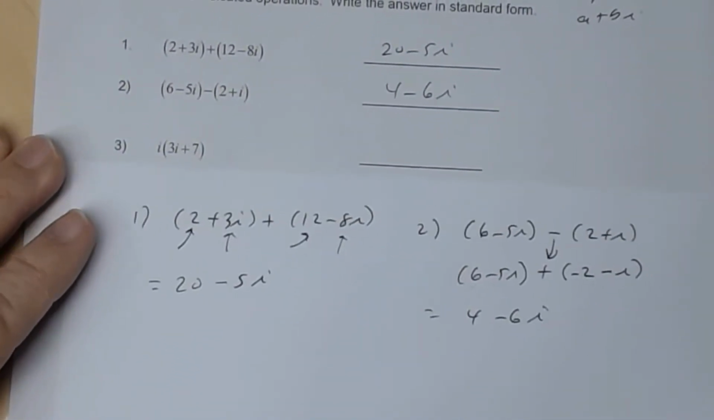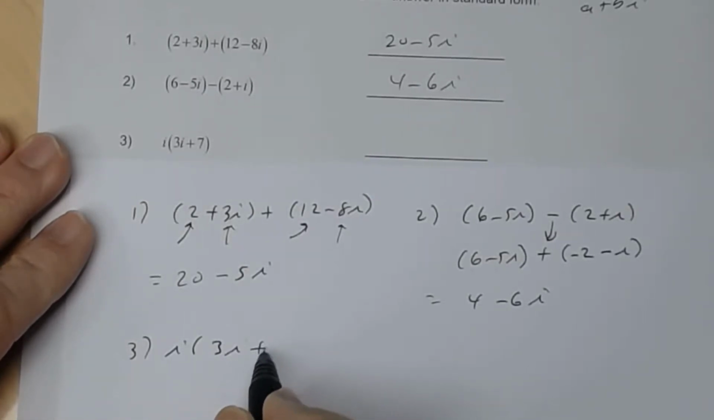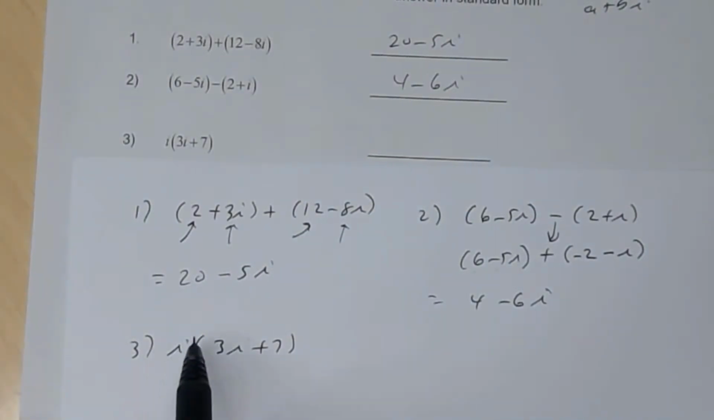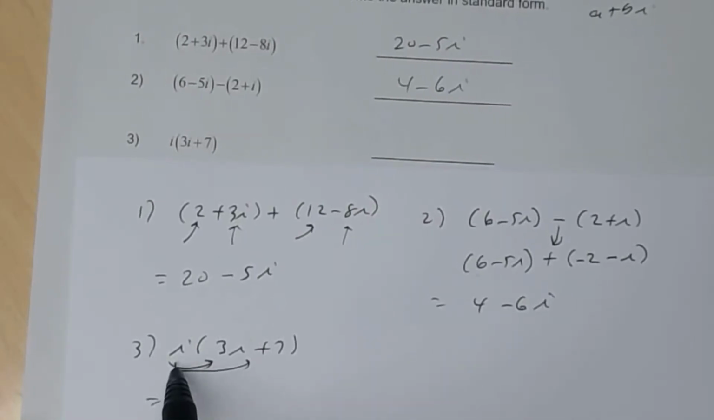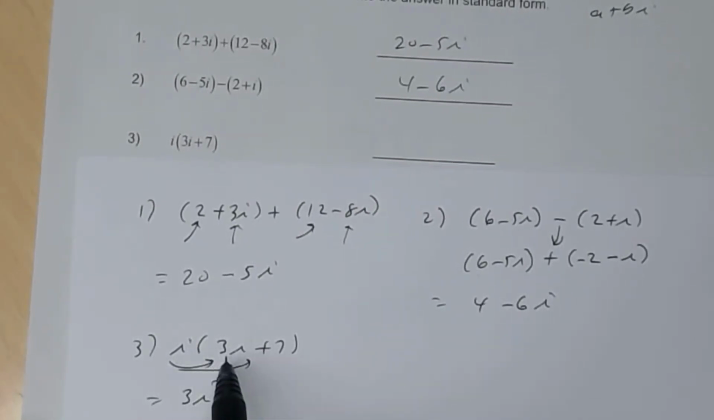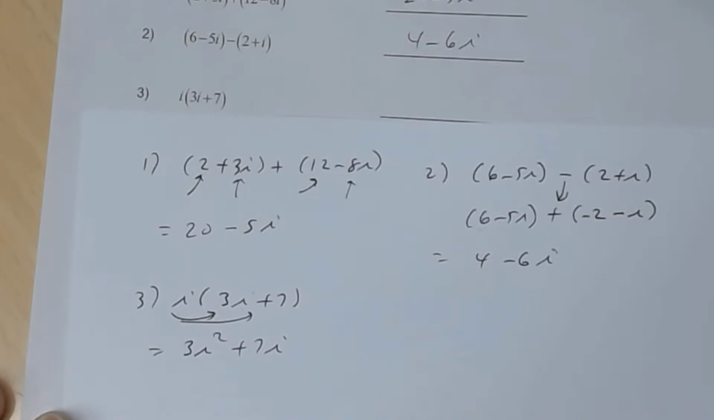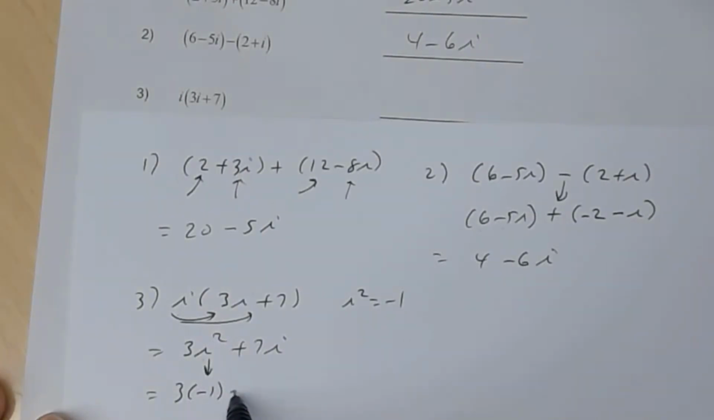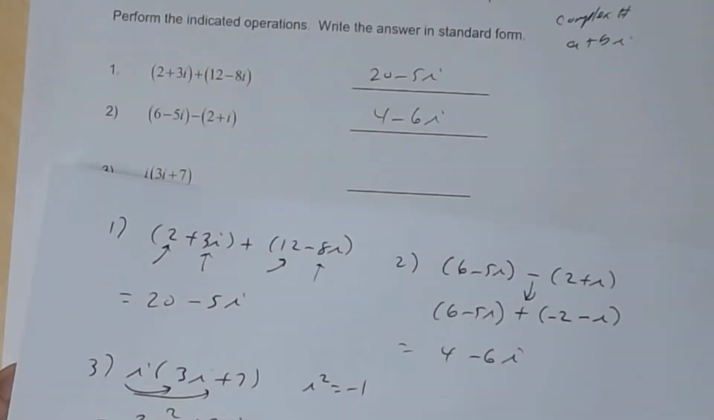Okay, number 3, you're multiplying. So you have i times 3i plus 7. So in this case, since you have this one little factor here, and then you have two terms here, you can use the FOIL method. So you're going to say i times 3i is 3i squared, because remember i times i is i squared. And then i times 7 is a positive 7i. Now you got to remember that i squared equals a negative 1. So you got to replace this i squared with negative 1. So that's 3 times negative 1, because that's what i squared is equal to, plus 7i. And so this becomes negative 3 plus 7i. All right, so that's number 3. So negative 3 plus 7i.